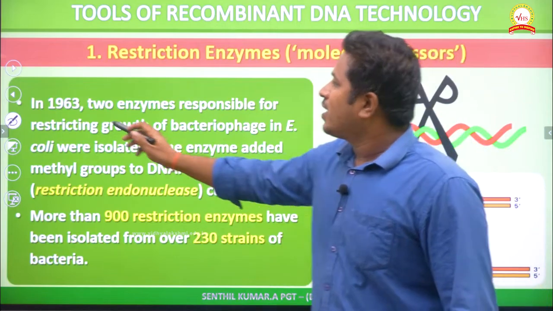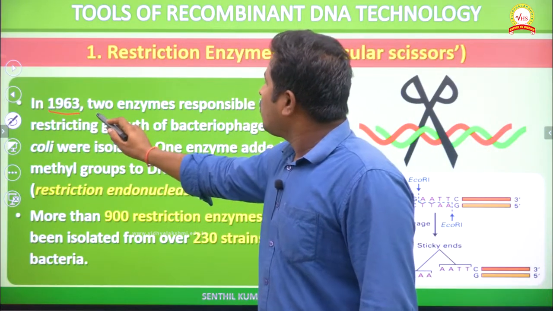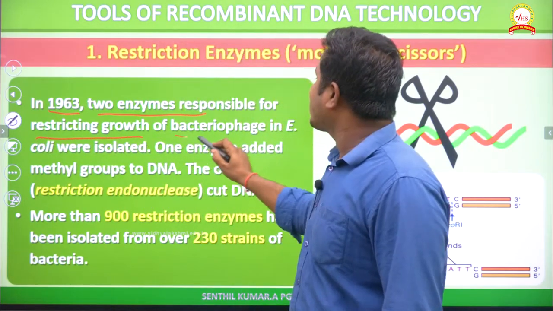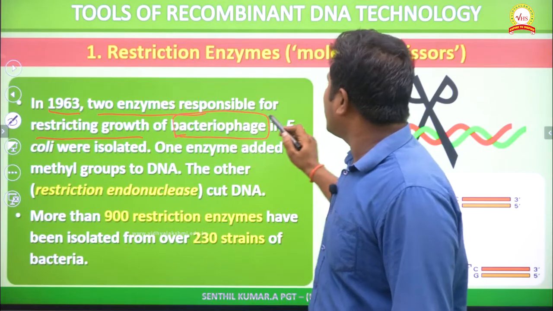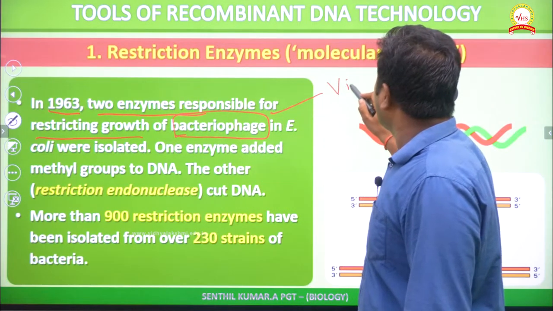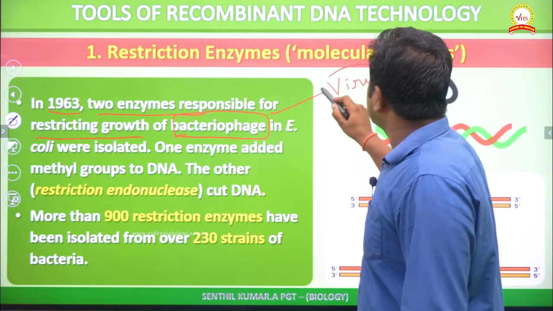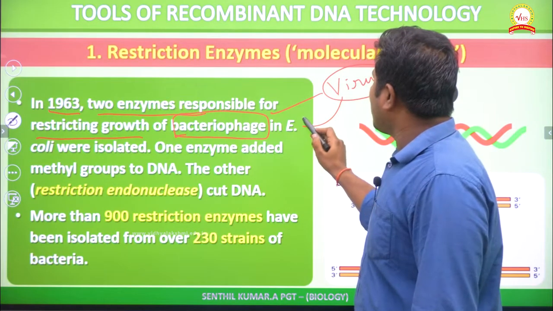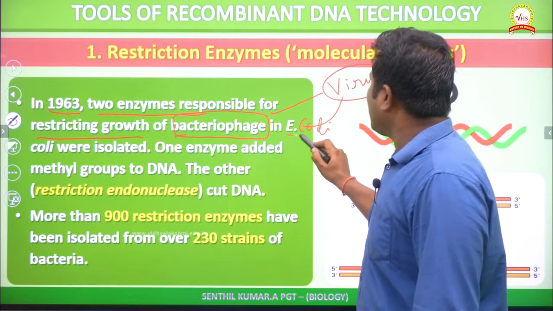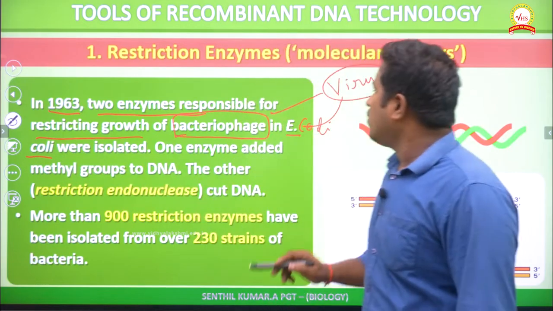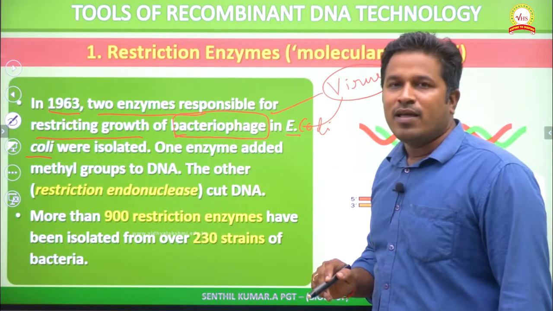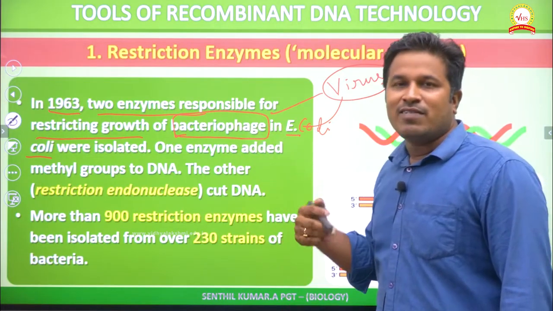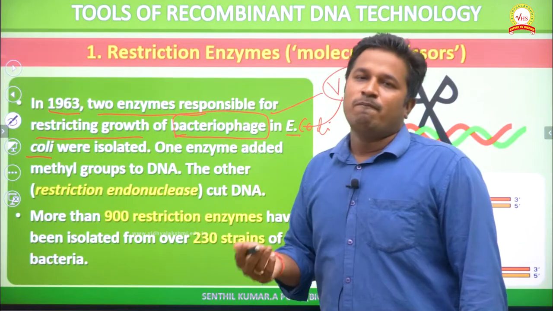The very first, in the year 1963, two enzymes were found responsible for restricting the growth of bacteriophage. What is a bacteriophage actually? It is a kind of virus which can cause disease to bacteria. E. coli is a bacterium that can be affected by a bacteriophage. The bacteriophage is the virus which causes disease to the bacteria.